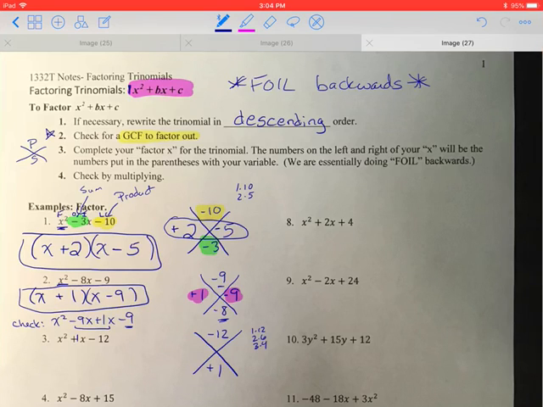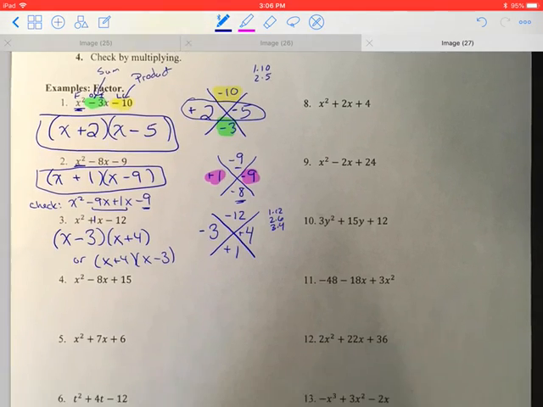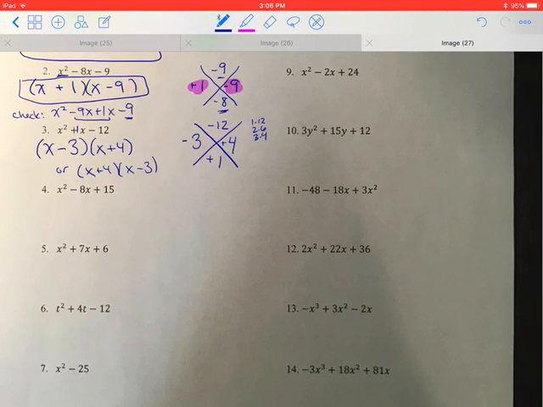So if I choose 3 and 4, if I make the bigger number keep the positive sign, the smaller number gets a minus, then those would add to be a 1, and they would multiply to be a negative 12. And again, it doesn't matter what order you put that in. So you can write your answer this way, or you could write the x plus 4 first. Now the signs have to stay the same. So the 4 has to stay positive and the 3 has to stay negative, but it doesn't matter which one you write first.